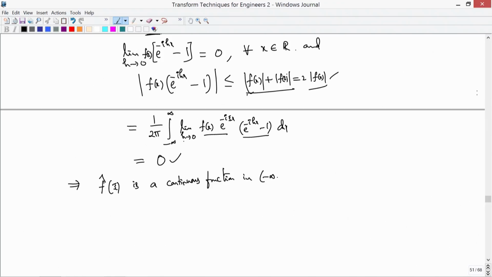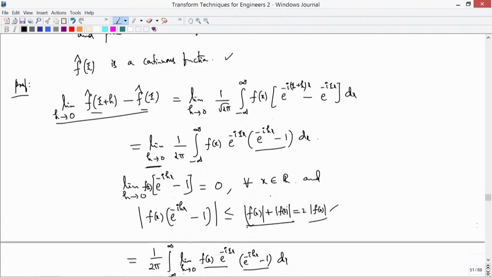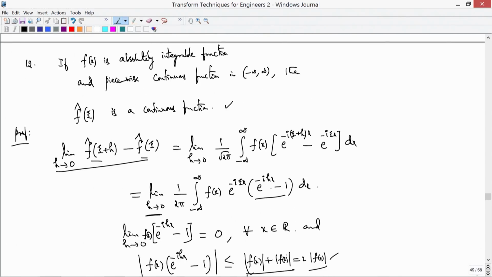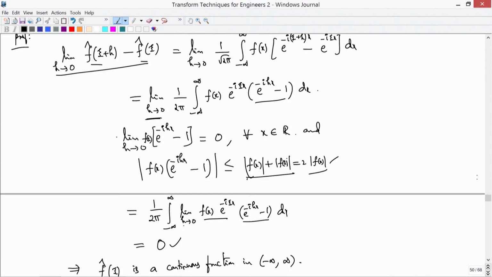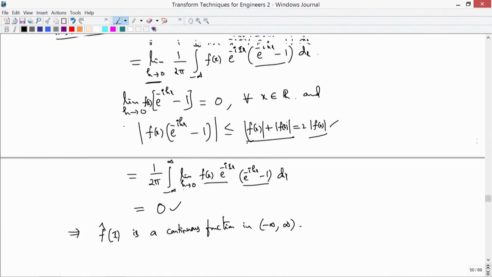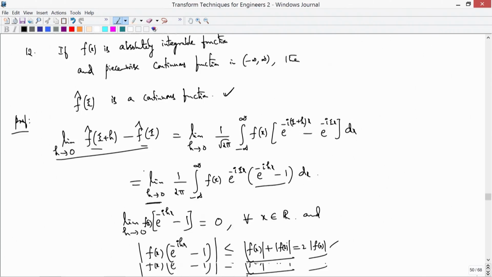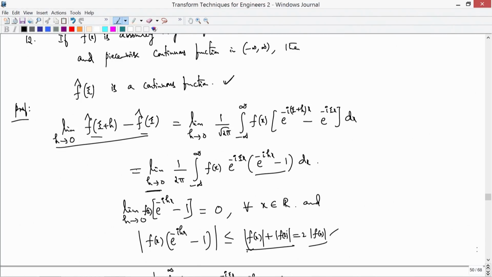In minus infinity to infinity. We may use this in some places, so it is always better to know this good result. f cap, the Fourier transform, is always a continuous function. f need not be a continuous function, but the Fourier transform smoothens it. Basically it makes it continuous. Fourier transformation makes a non-continuous function into a continuous function.